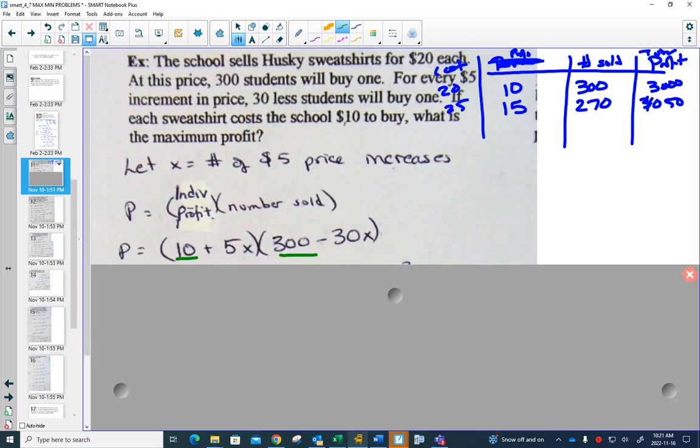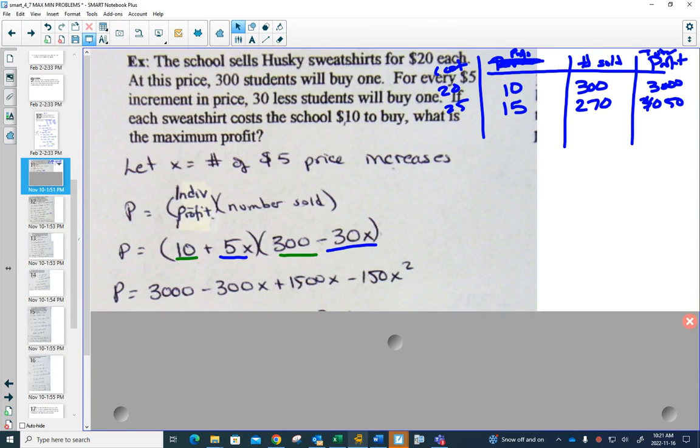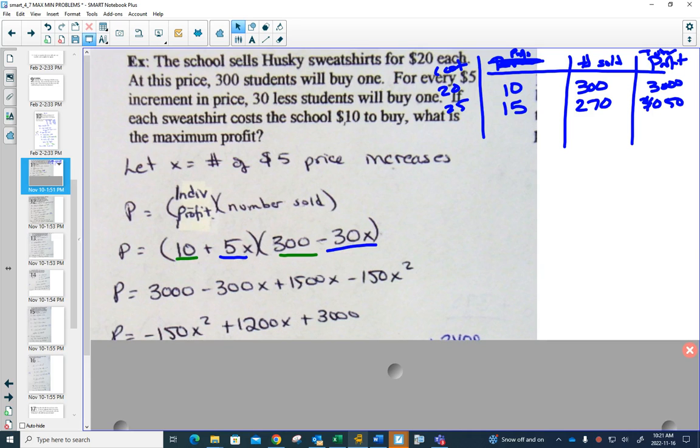Then they tell you what happens if you increase one, the other one decreases. So if we increase by $5, that's why we have a plus 5x. And every time you increase by $5, you subtract 30 people. So this is very similar to the last question that we did, with the same pattern happening, but now we're going to see how this cost affects our question. So we multiply this out, and we get negative 150x squared plus 1200x plus 3000.